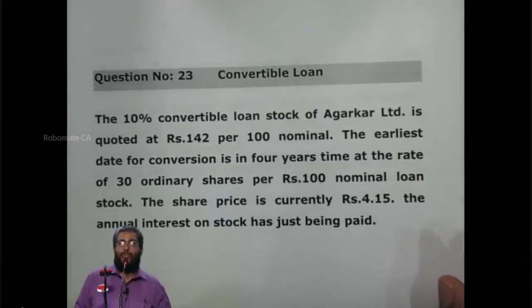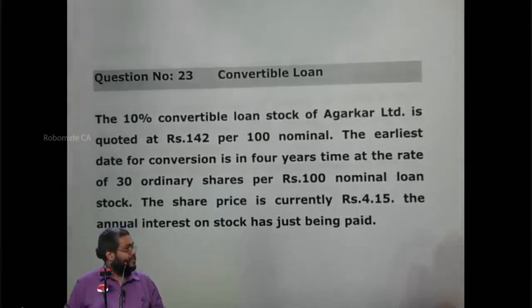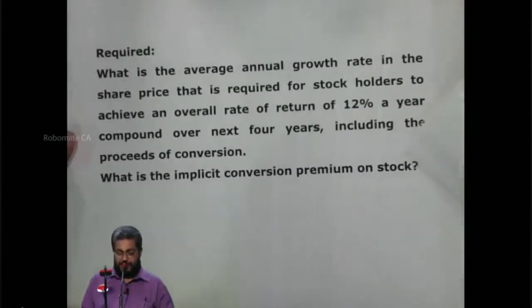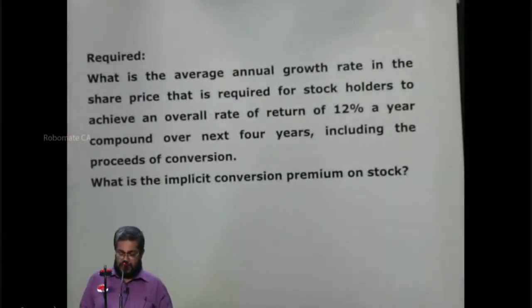10% convertible loan stock of Agarkar Limited is quoted at 142 rupees per 100 nominal. The earliest date for conversion is 4 years' time at the rate of 30 ordinary shares per 100 nominal loan stock. The share price is currently 4.15. Annual interest on stock is just being paid. Required: what is the average annual growth rate in the share price that is required for the stockholders to achieve an overall rate of return of 12% a year compounded over the next 4 years, including the proceeds of conversion? What is the implicit conversion premium on stock? These are the questions that have been asked.